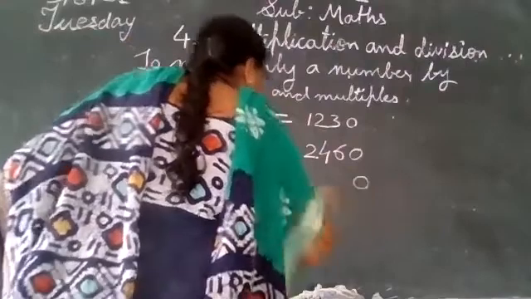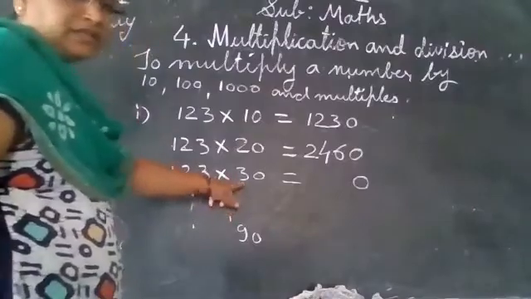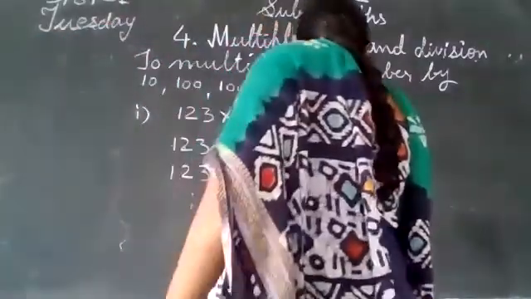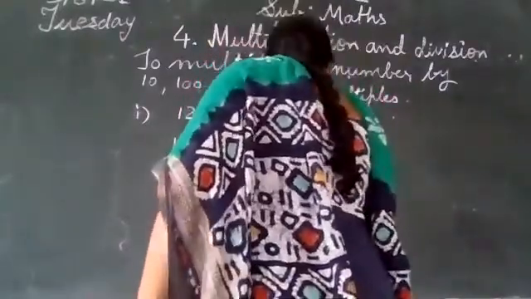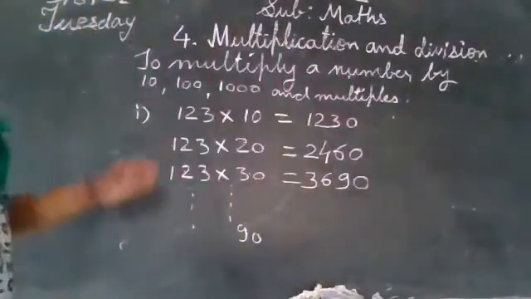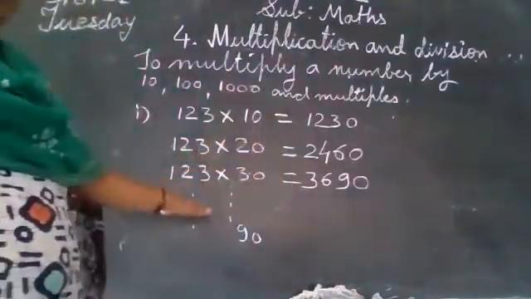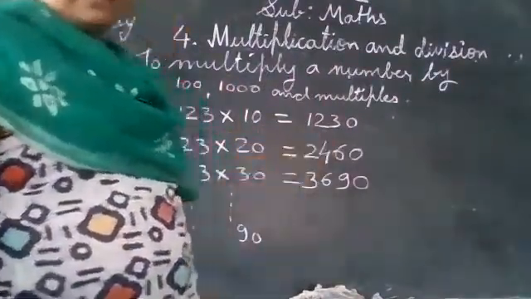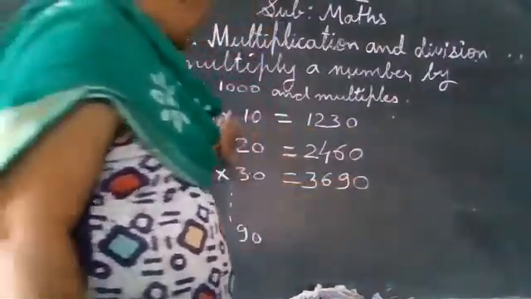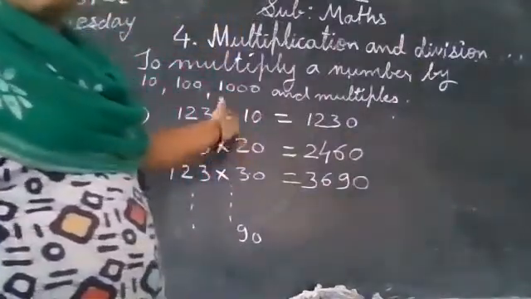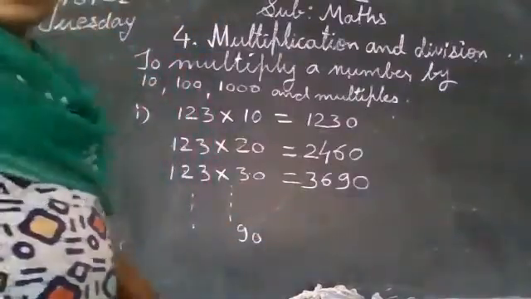Again, 30 has 1 zero, right? And multiply the number by 3. 3 3s are 9, 3 2s are 6, 3 1s are 3. So got it, beta? How to multiply any number by 10, 20, 30, 40 up to 90, you can apply the same method. Okay, so write down 0 and then multiply the number by 1, 2, 3 up to 9. You can do the same.